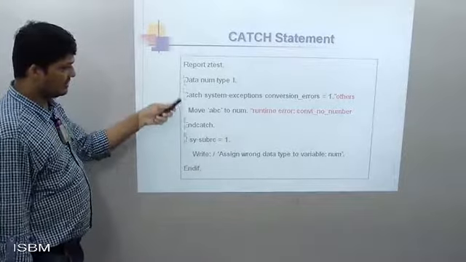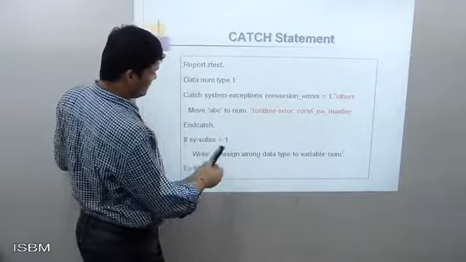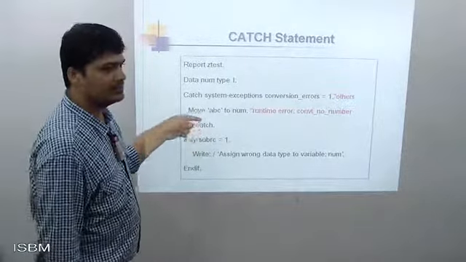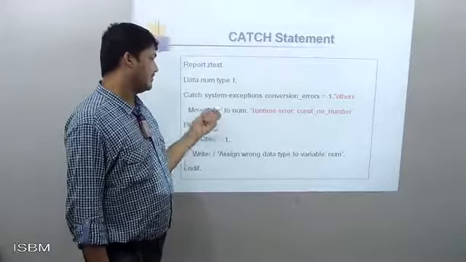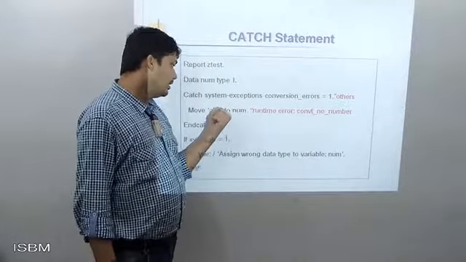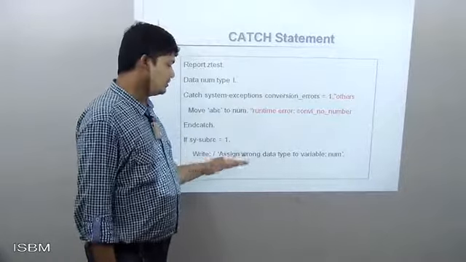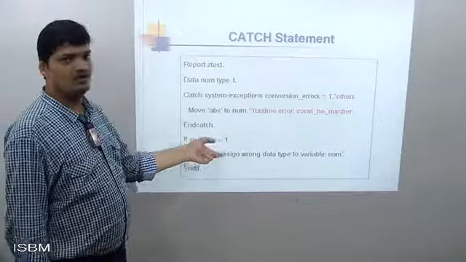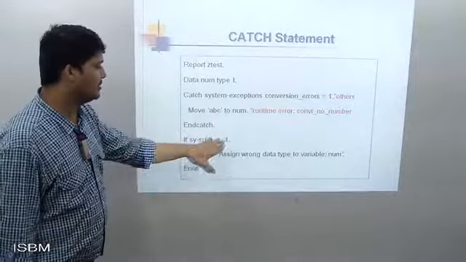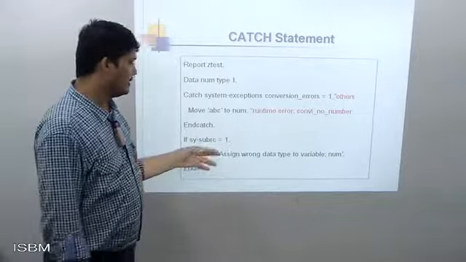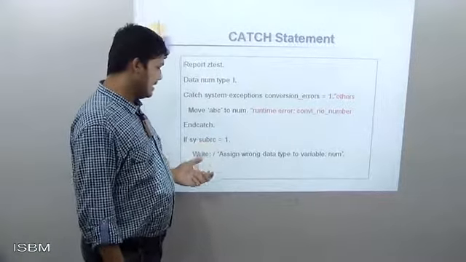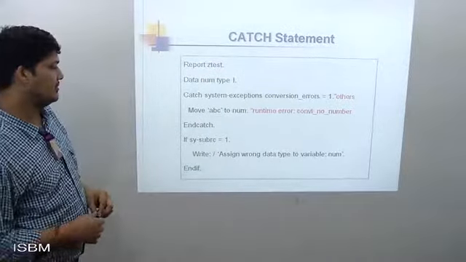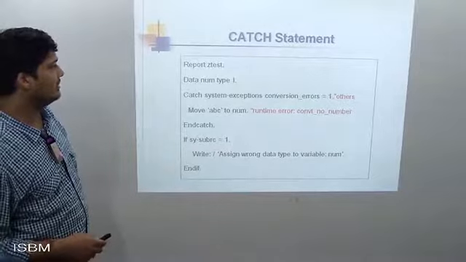So ENDCATCH. This is the catch system. IF sy-subrc equals 0, otherwise assigning wrong data type to the variable num. If sy-subrc equals 1, it means the condition is not satisfied because you are moving a character to a numeric value, which is not possible. That's why we have put 1 in sy-subrc: 1 means it is not satisfied. If it is 0, the condition is satisfied. Because it is 1, the condition is not satisfied, and we are assigning the wrong data type to the variable. We have written this statement over here.